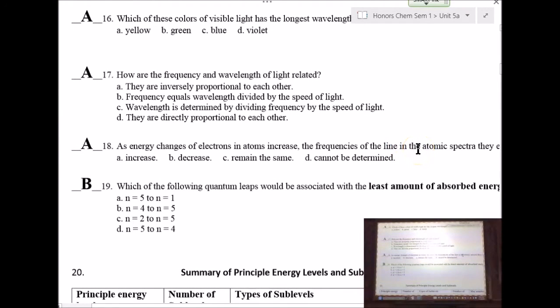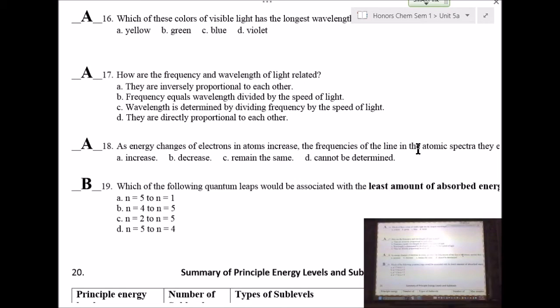All right, number 17. Oh, I just answered that. How are frequency and wavelength related? They're inversely related. So A on that one. Number 18, as energy changes of electrons in atoms increase, the frequencies of the line also increase. So that actually was explained, those two from that graphic just a second ago.